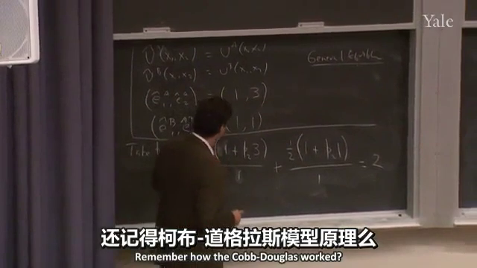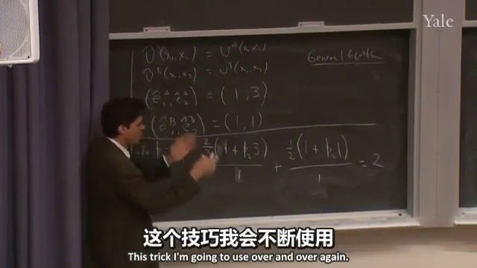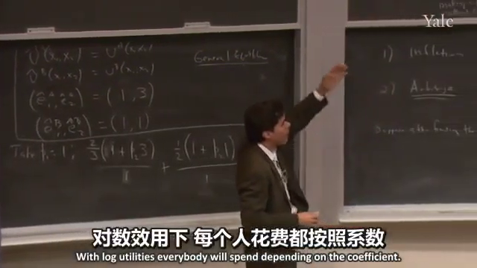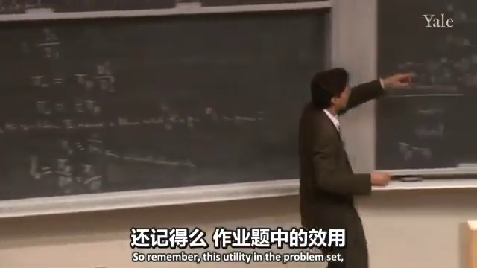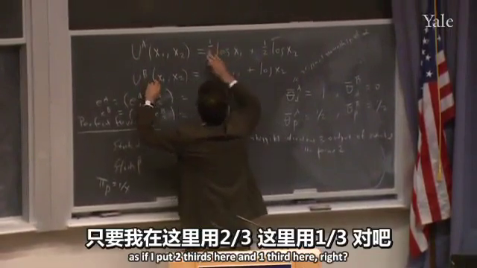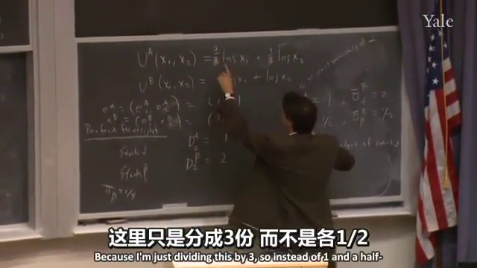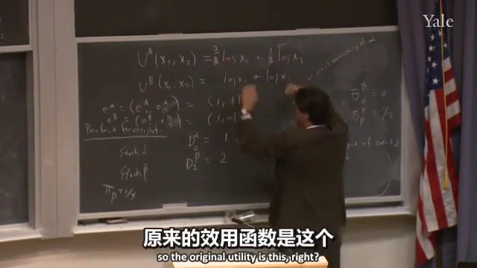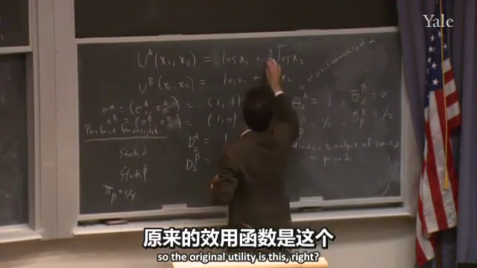Okay. Remember how the Cobb-Douglas worked? This trick I'm going to use over and over again. With log utilities, everybody will spend depending on the coefficients. So remember, this utility in the problem set, you know that this utility is just the same as if I put 2/3 here and 1/3 here, right? Because I'm just multiplying, I'm dividing this by 3. So the original utility is this, right?